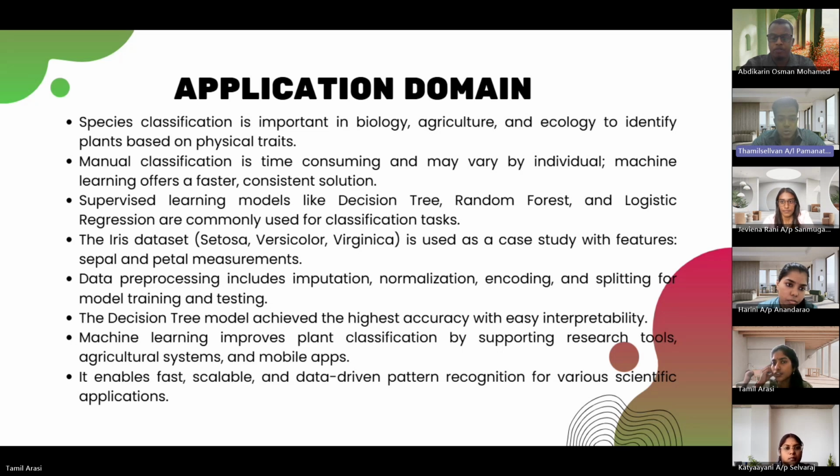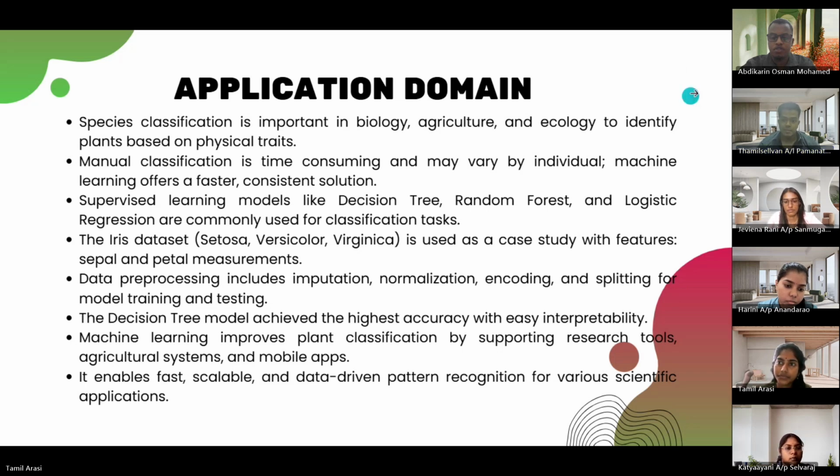The data processing includes imputation, normalizing, encoding, and splitting for model training and testing. The decision tree model achieved the highest accuracy with easy interpretability. Machine learning improved plant classification by supporting research tools, agriculture systems, and mobile apps. It enabled fast, scalable, and data-driven pattern recognition for various scientific applications.